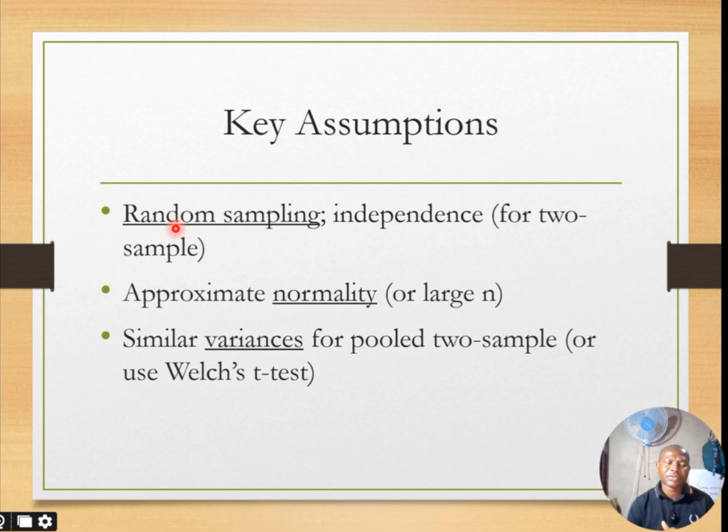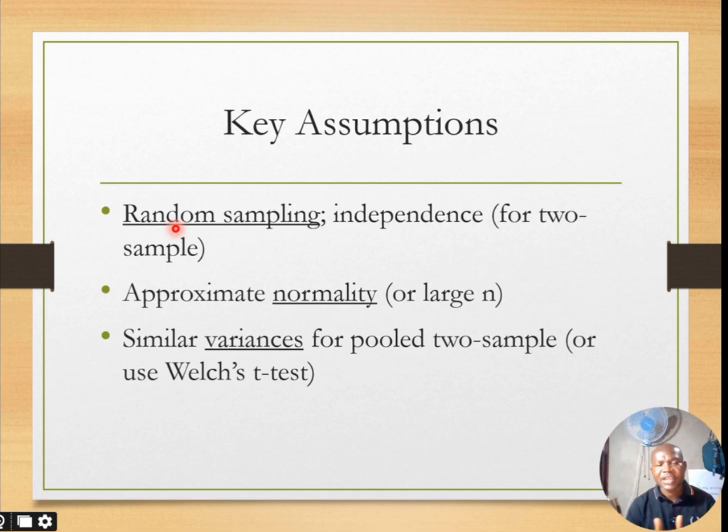Now the third assumption is that when our variances are similar, it becomes easier for us to use our two sample t-test. But in a situation whereby the variances of our two groups are different, then it is important we consider the alternative, which is the Welch test. So it's important we note the assumptions before we make use of the t-test.